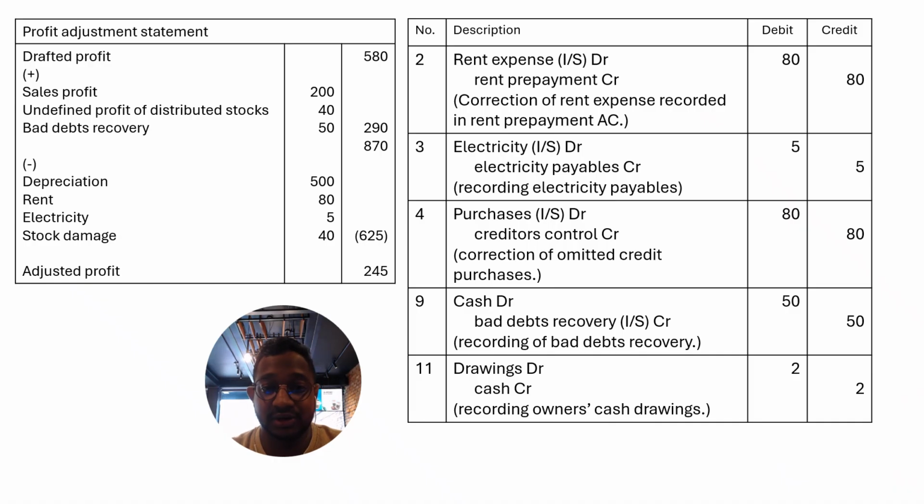Yeah, I already drafted that. So here, from the draft profit, you have to add the sales profit, and yes, there are two sales profits, 240, and bad debt recovery, and then you have to deduct depreciation, rent, electricity, stock damages, and then you can get the adjusted profit as 245. And these double entries I already discussed, right?